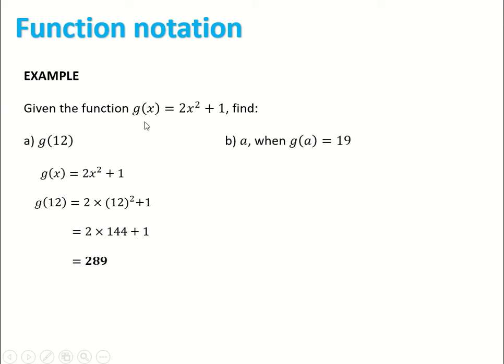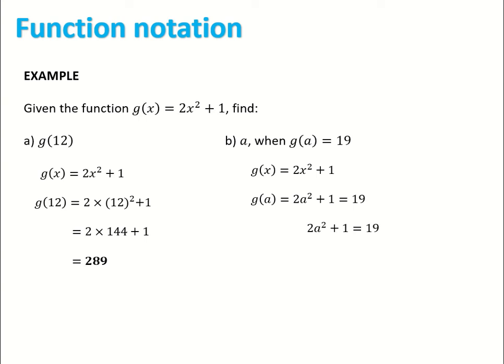g of a equals 19. The x has come out, it's been replaced by an a, so g of a equals 2 times a squared plus 1, and we know that that's equal to 19. So what we've got here is an equation, and we can solve this equation, but there's just one slight thing that you need to be careful of. Okay, but just go through it as normal.